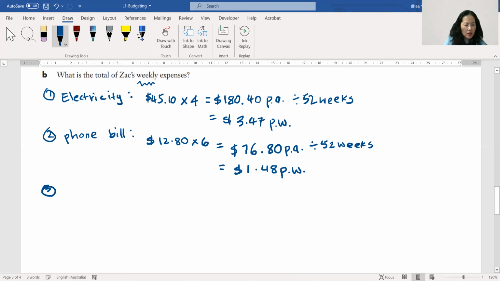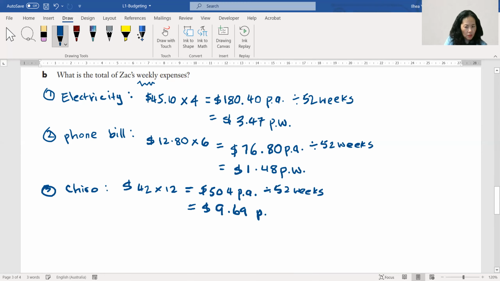Next one, I'm going to do the chiropractor. The bill will be $42 per month. So I'm going to multiply by 12 because there are 12 months in a year. That will give me $504 per annum. And I'm going to divide that by 52 weeks. That will give me $9.69 per week.